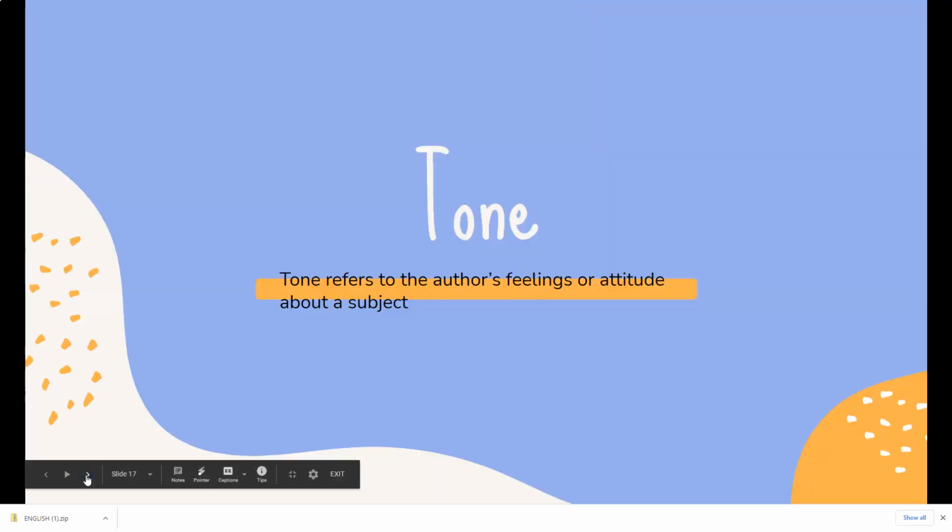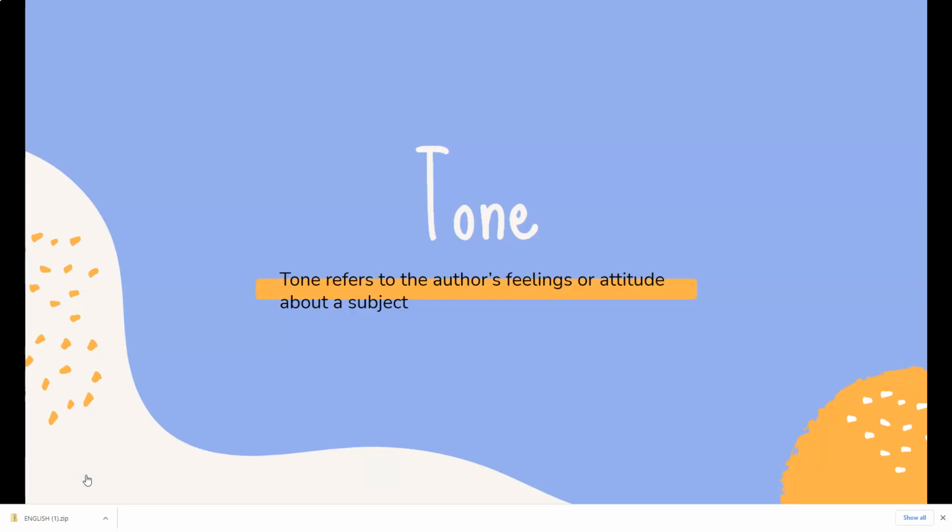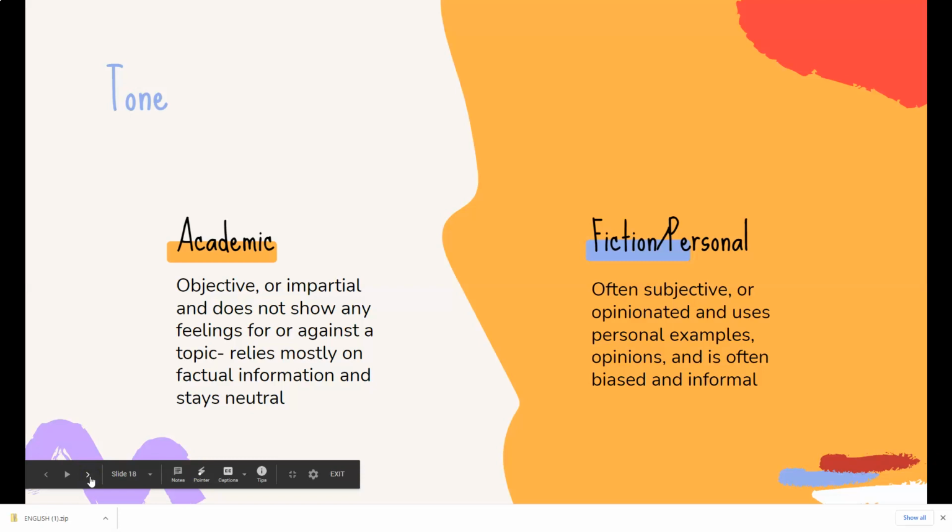Finally, this brings us to tone, and tone refers to the author's feelings or attitude about a subject. With an academic tone, we want to be objective or impartial. We don't want to show feelings for or against a topic. We're relying mostly on factual information, so we want to stay neutral in the words that we use when we write about a certain topic.